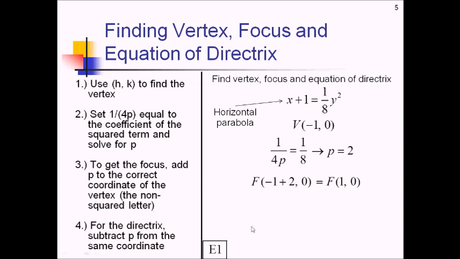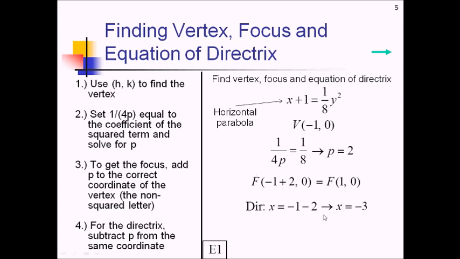And this is going to be the equation of a line, so we're going to have x equals -1 minus 2, or x equals -3. Now, how did I know it was x equals and not y equals? Well, it's a horizontal parabola going left-right, so that means that the directrix has to be a vertical line that the parabola is going away from.